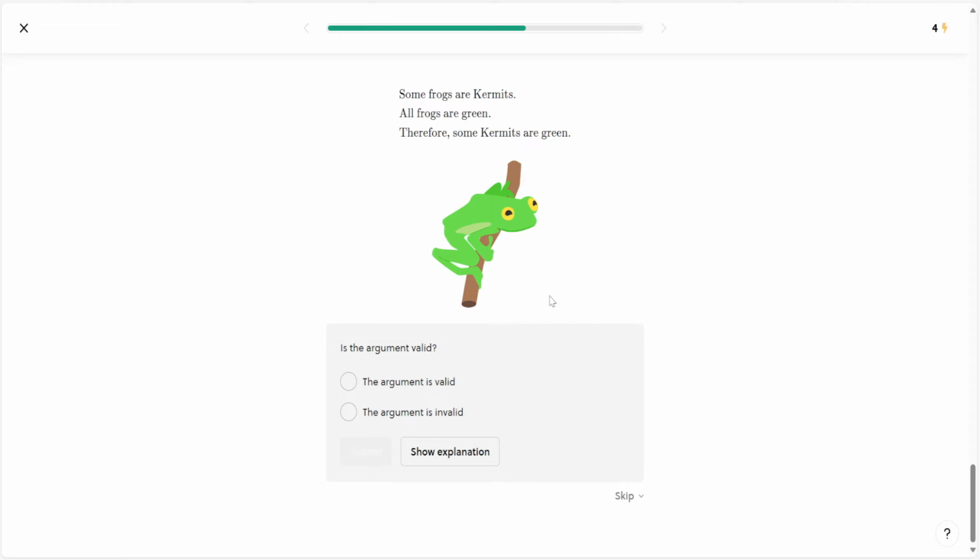So, some frogs are Kermits. Tick. All frogs are green. Tick, tick. X. Therefore, some Kermits are green. Tick. Yeah.